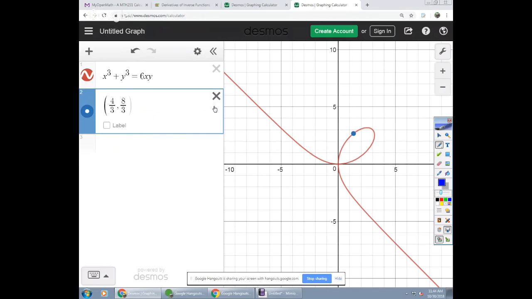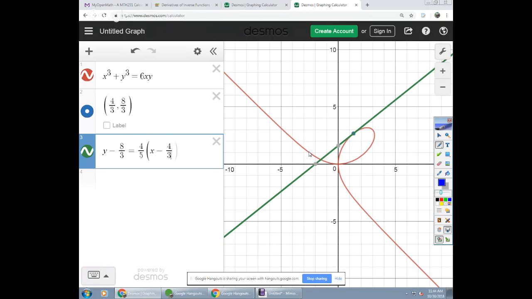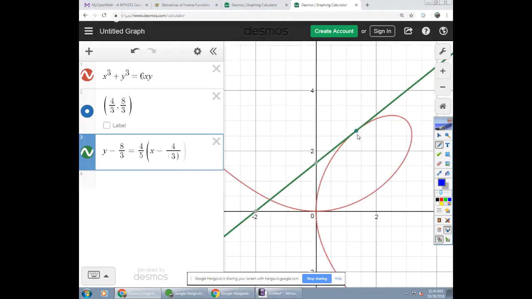Yep, I got lucky, it lies on the curve, or pretty close. And then the equation should be y minus 8/3 equals 4/5 times x minus 4/3. Ooh, that looks good. Nice. Isn't that exciting when a plan comes together like that?